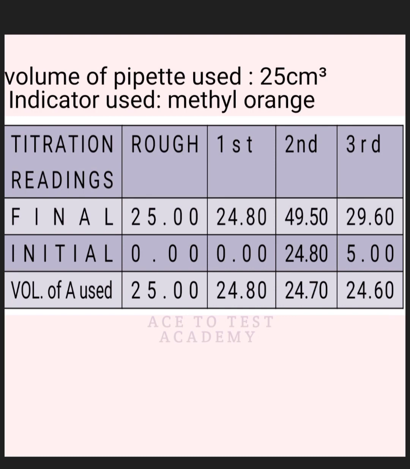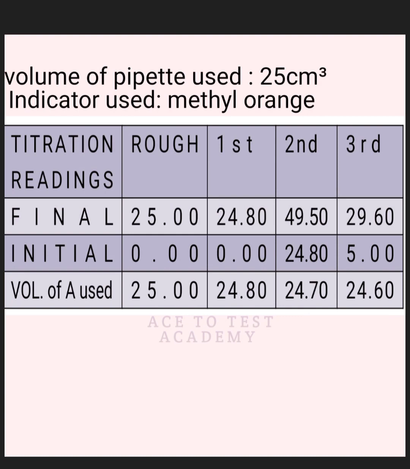Do you understand now? So my initial reading, I filled it up again to 0, so that's why 24.8 here. Now I brought this down and titrated again. So our final point is now 49.5, because if you add 24.7 plus 24.8, you are going to get 49.5.